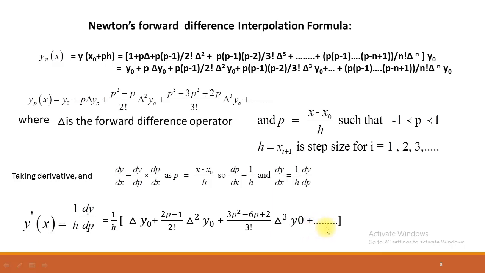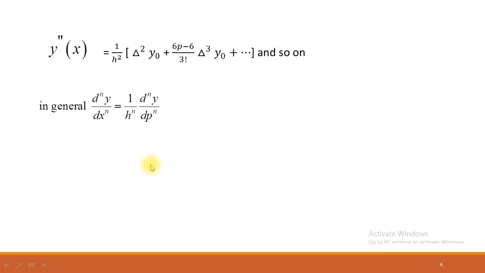plus, and so on. Now using the chain rule again, the second derivative of the function will be given by y double dash of x is equal to 1 over h squared into delta square y naught plus 6p minus 6 divided by 3 factorial into delta cube y naught. In general, the n-th derivative of the function with respect to x is equal to 1 over h power n times the n-th derivative of the function with respect to p.